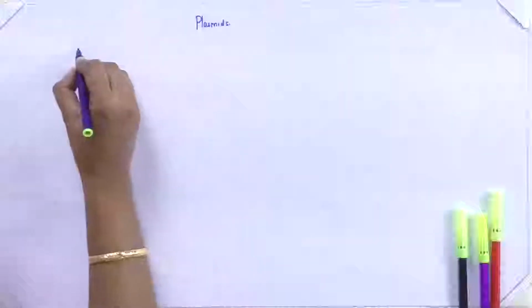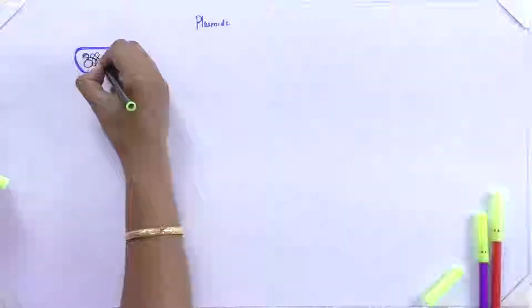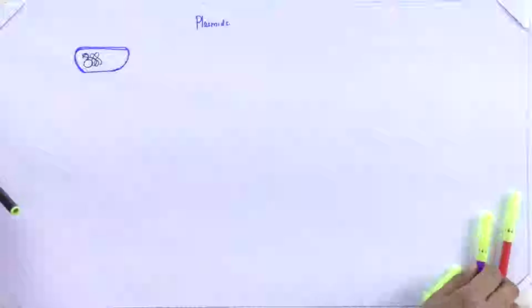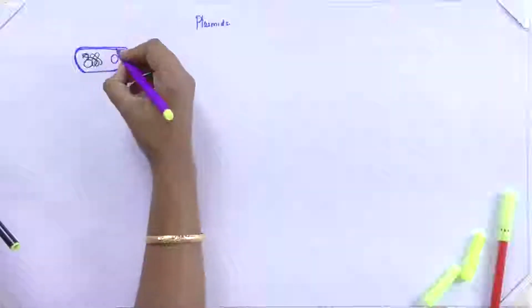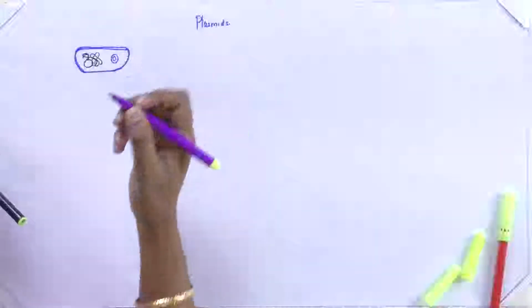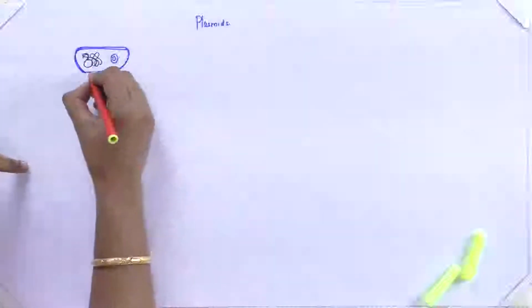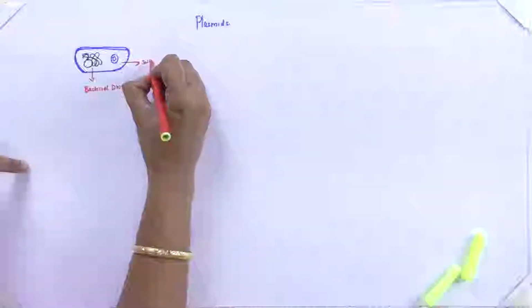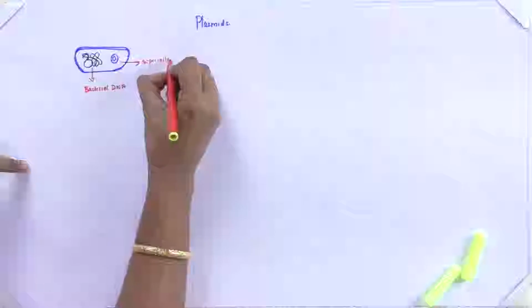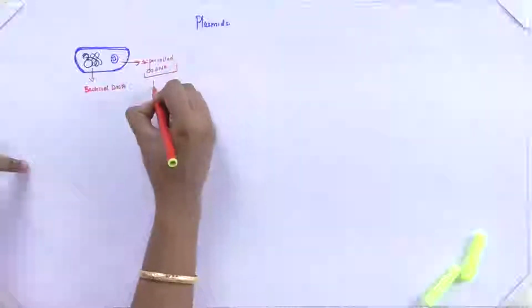So moving on to the plasmids. If you take a bacterial cell, you will have a bacterial genome that is double-stranded. You also have a circular supercoiled double-stranded DNA. This is known as the plasmid. So this is the bacterial DNA, and this is the supercoiled double-stranded DNA, that is the plasmid.